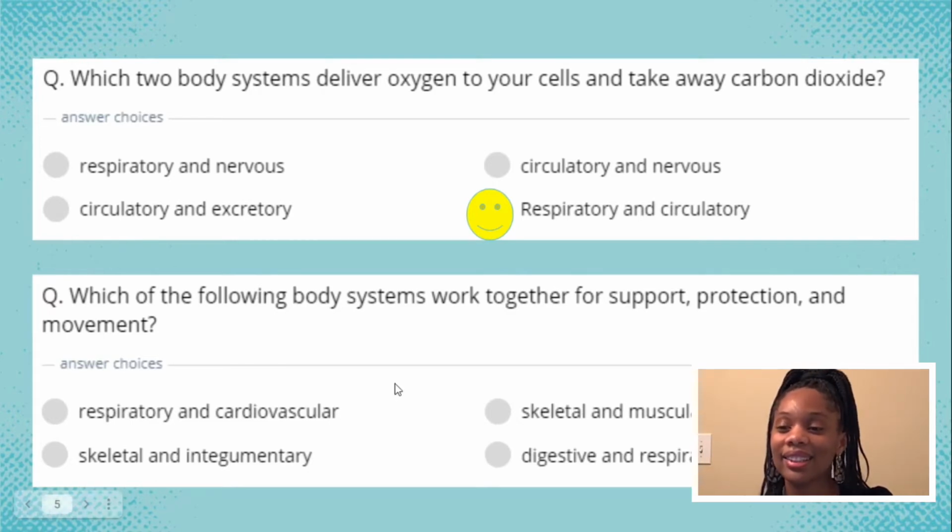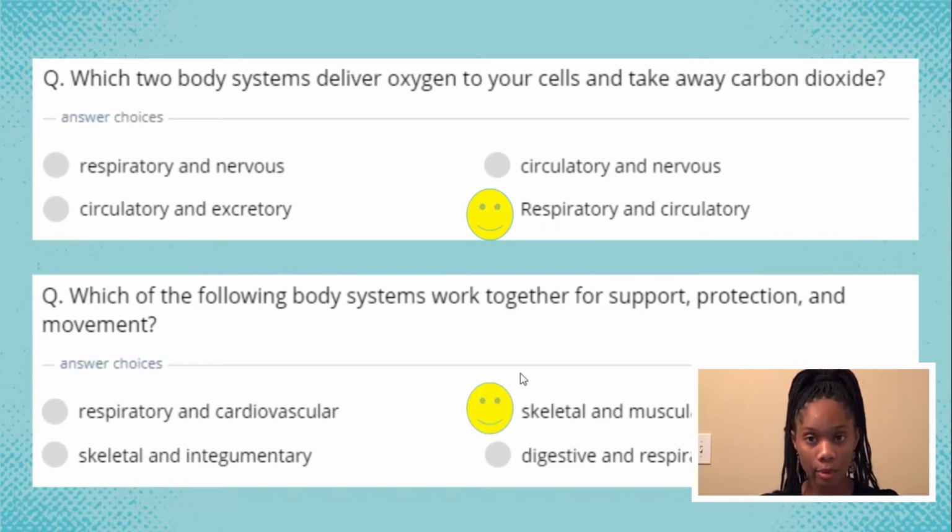All right. So if you said skeletal and muscular, you are correct. Remember, your skeletal system provides support and protection to your internal organs. Remember how I told you that your brain is protected by your skull and your rib cage is protecting your heart and your lungs. That's why we should choose the skeletal system for that part, and then our movement comes from our muscular systems when our muscles contract.